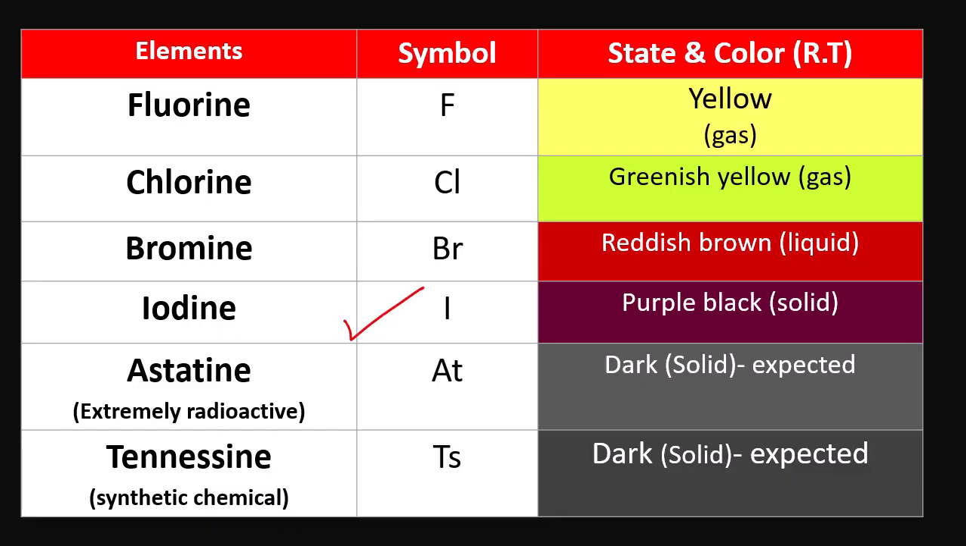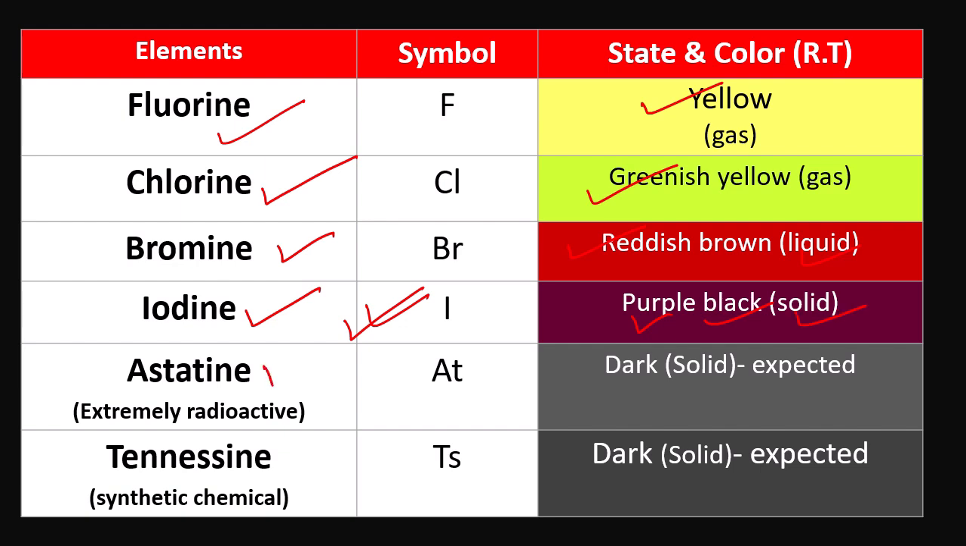So let me revise once again. Fluorine, it is a yellowish gas at room temperature. Chlorine, it is a greenish yellow gas at room temperature. Bromine, it is a reddish brown liquid at room temperature. Iodine, it is a purple black or violet black solid at room temperature.